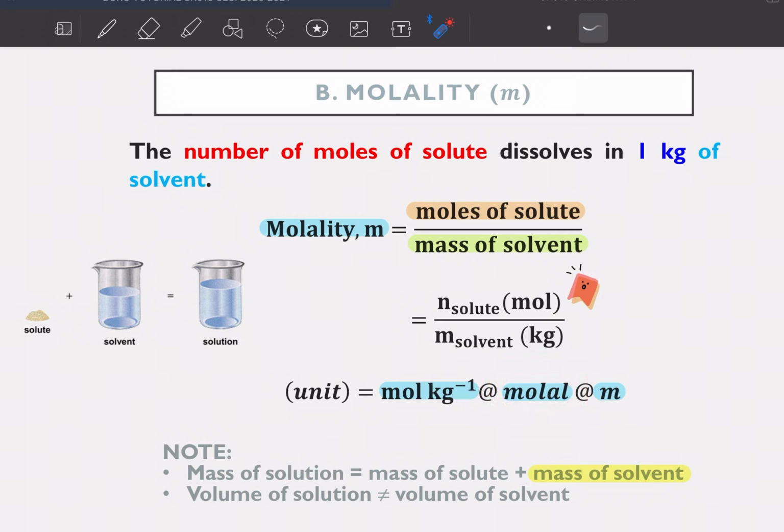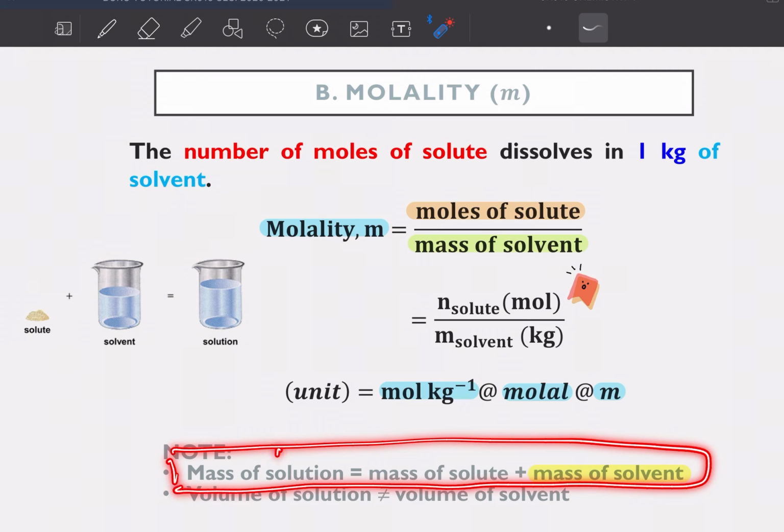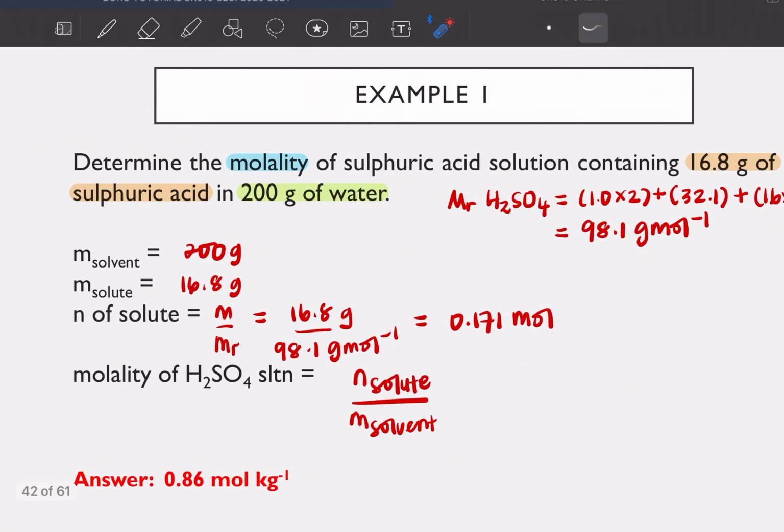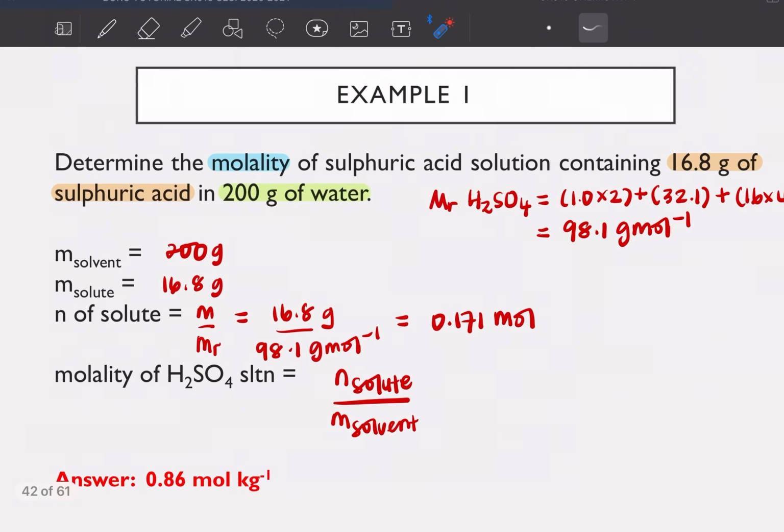Okay. So let's say, okay, if you do not have the mass of solvent, okay, macam ni kita nak cari molality. Okay, kalau tak ada, maksudnya you can use this equation here. Let's say you have the mass of solution and mass of solute. So if you rearrange this equation, you can get the mass of solvent. Alright?